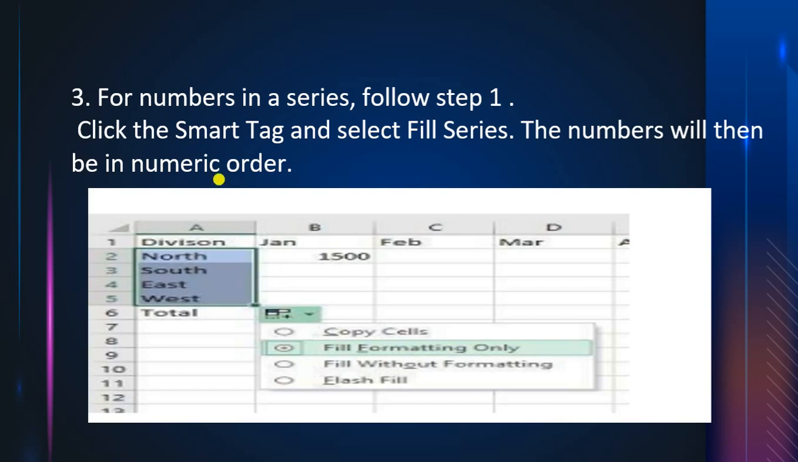Like if it's north, it will fill all the directions: north, south, east and west. If you are selecting any numbers 1, 2, 3, 4, it will fill the whole series, according to how many cells you have selected.